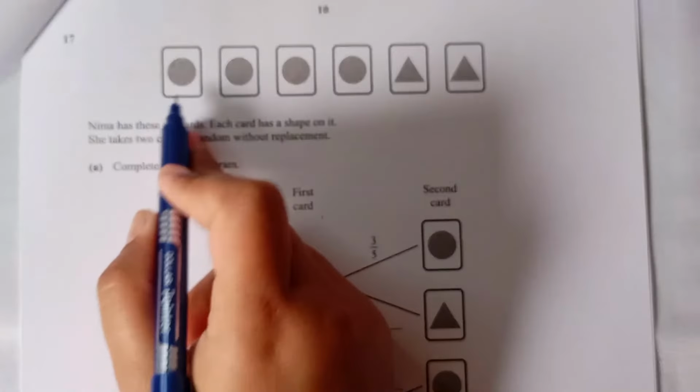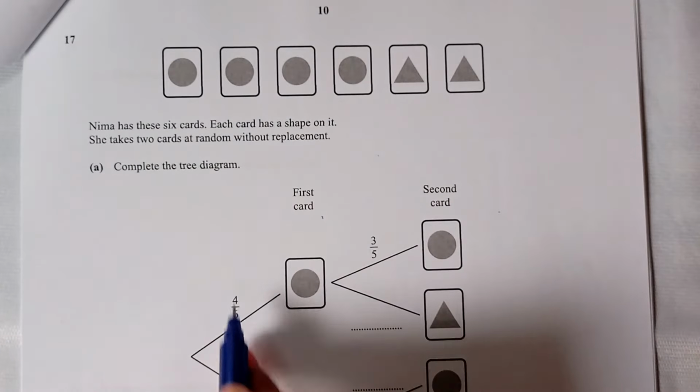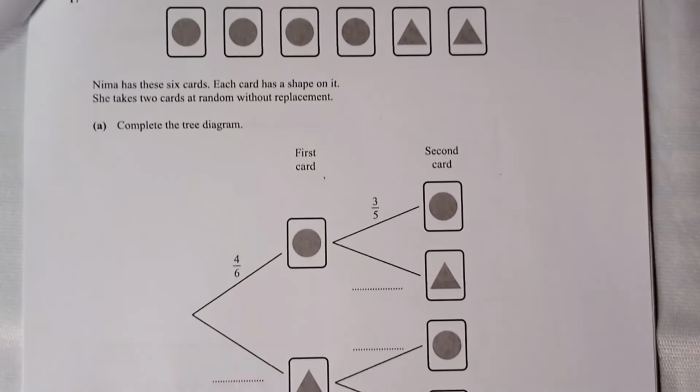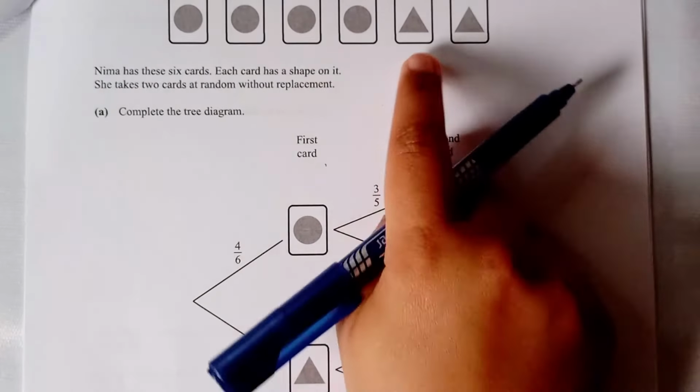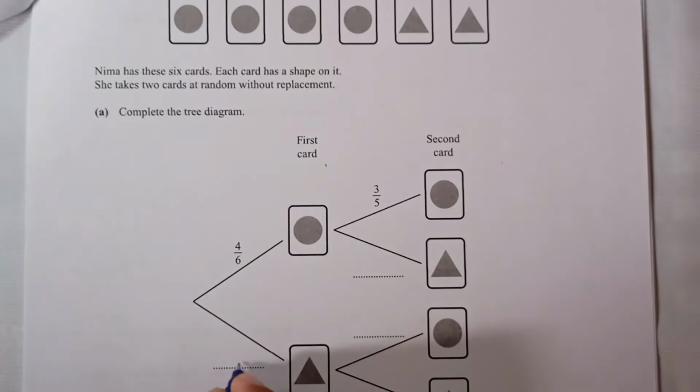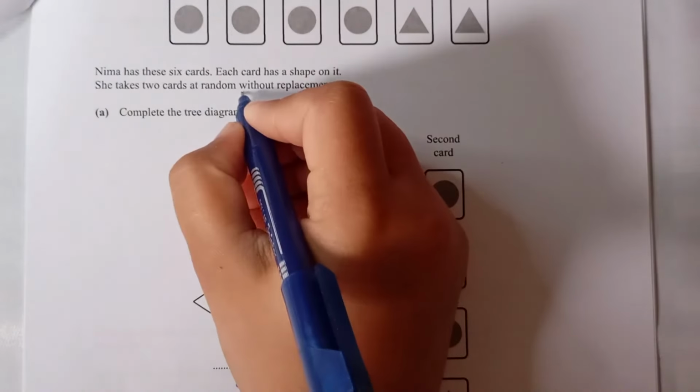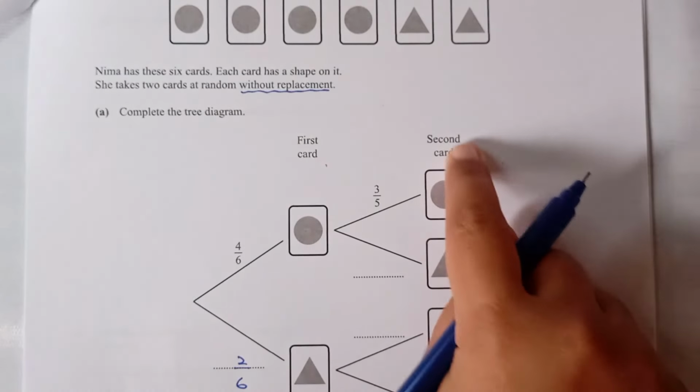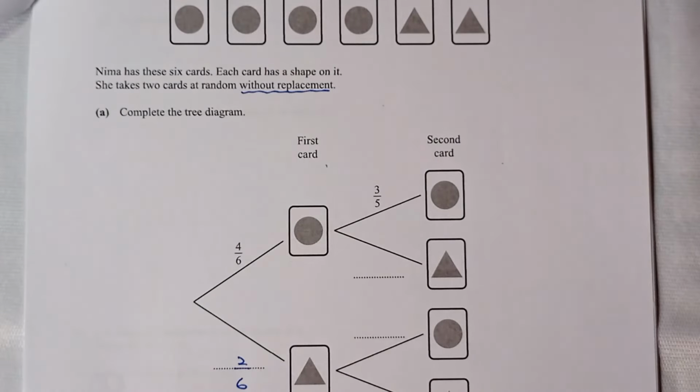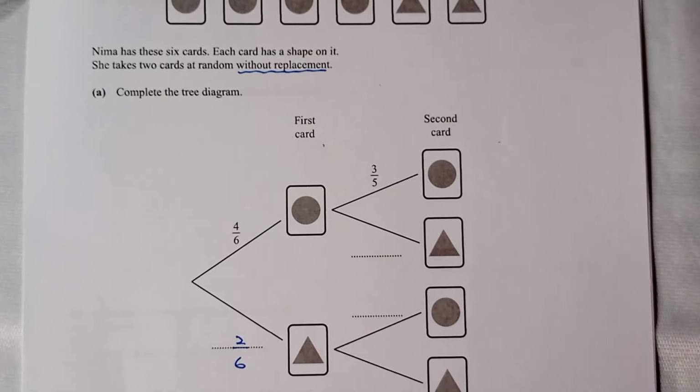How many circles? 1, 2, 3, 4. 4 are circles and the total cards are 6. And we have triangles. So 2 are triangles and the total are 6. Okay, so since it is without replacement, for the second card, the total cards must be 5. The left total cards are 5.